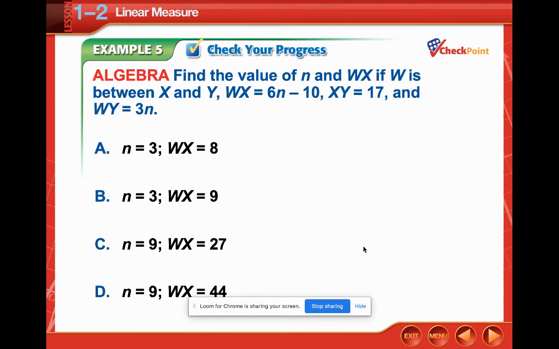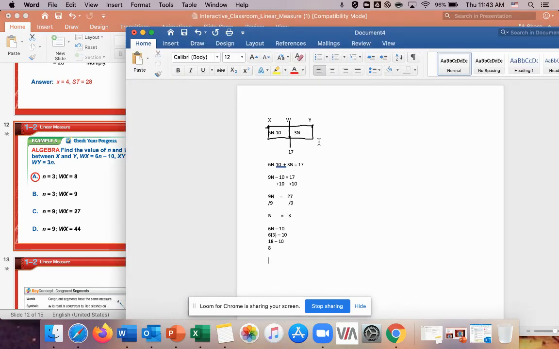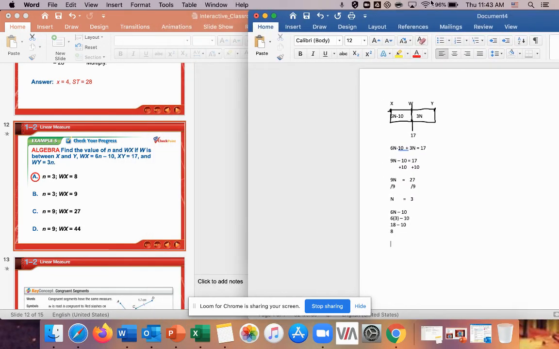All right, hopefully you're able to figure out the correct answer. But if you didn't, this requires a lot of cool stuff and numbers and everything. So I actually created a quick Word document for, oh, the answer is A. Sorry about that, guys. Ruining the surprise. But what I've done here is I've drawn it out. So as you can see on the problem, find the value of n if WX is, and WX if W is between X and Y. So I drew X and Y and then I put W in between.